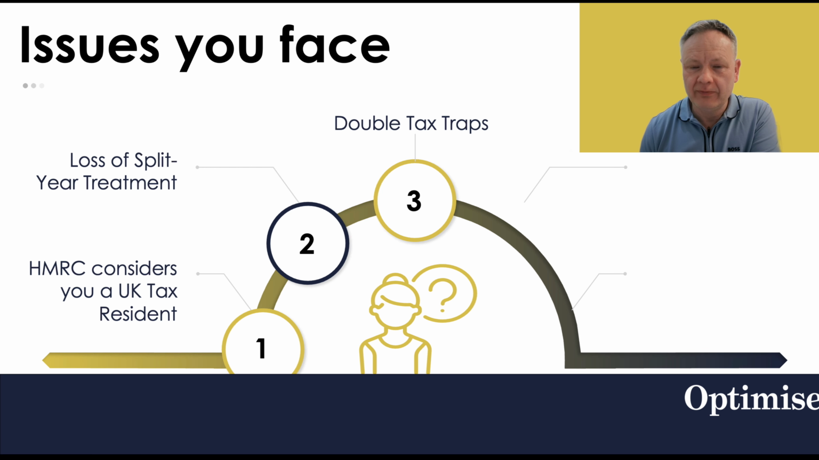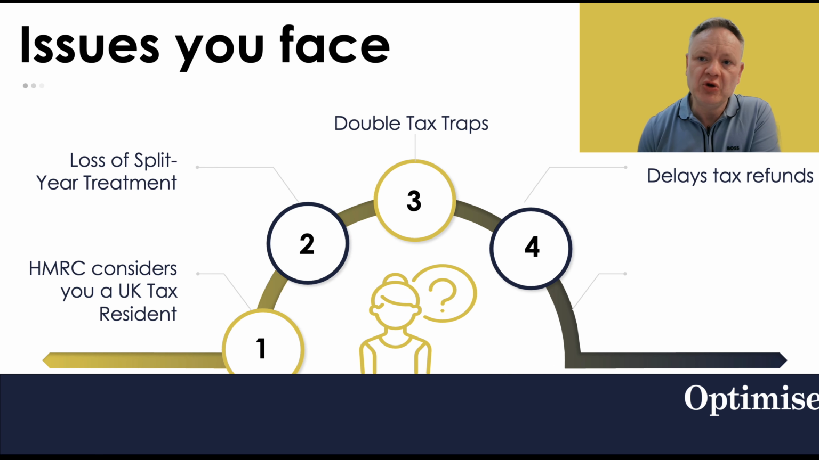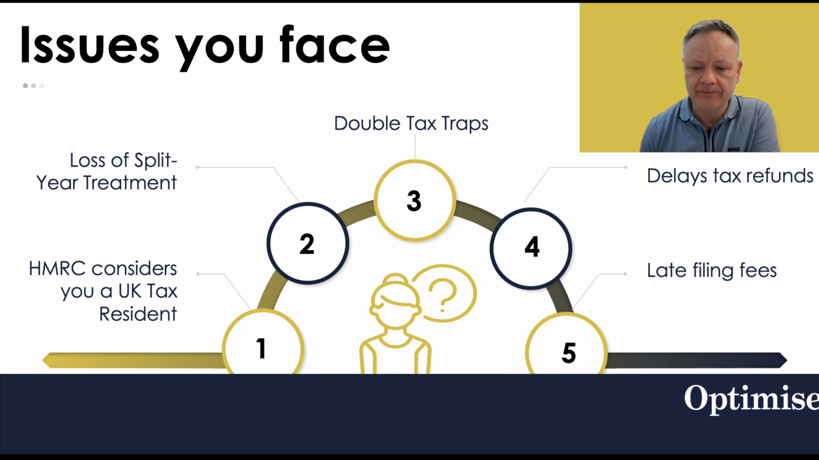Double tax traps. HMRC may say, hey, we notice you have some income in Spain or in the US or wherever you decide to move to. And as a result, you've been taxed in those countries, but HMRC still think you are UK resident and therefore try and tax you again. If you do not fill in the Form P85, you may have delays getting any money back from HMRC, especially if you don't do anything until you file your self-assessment tax return.